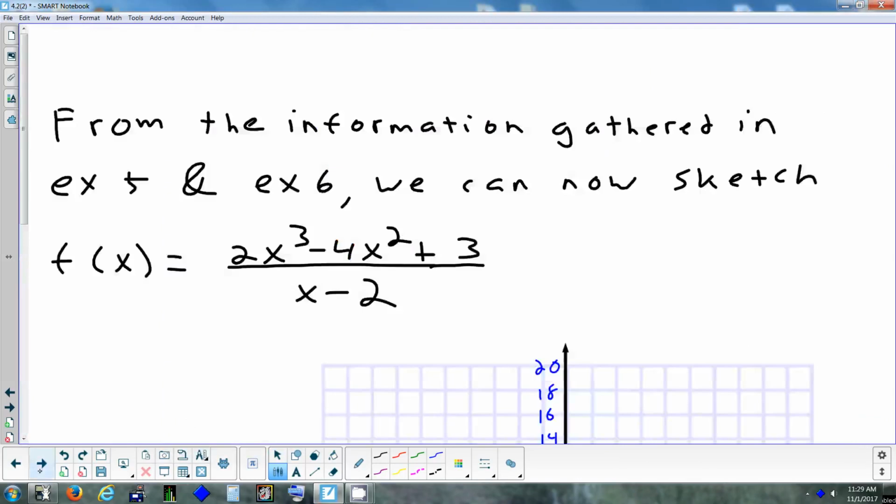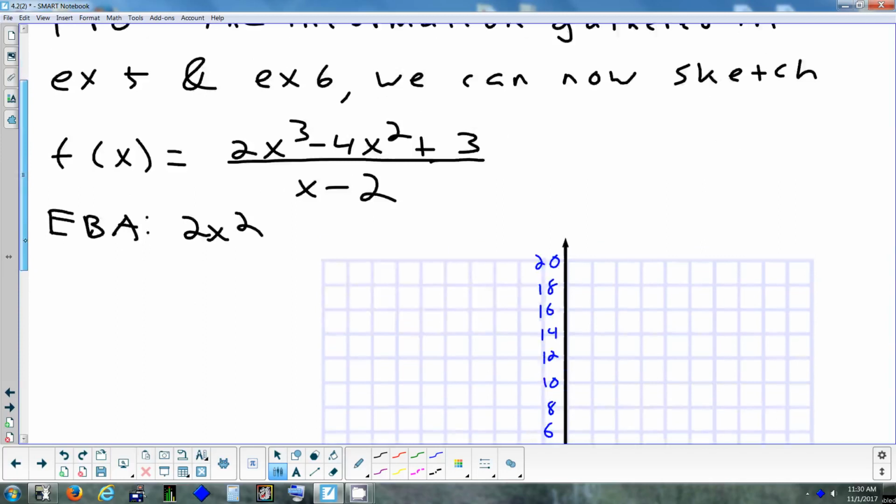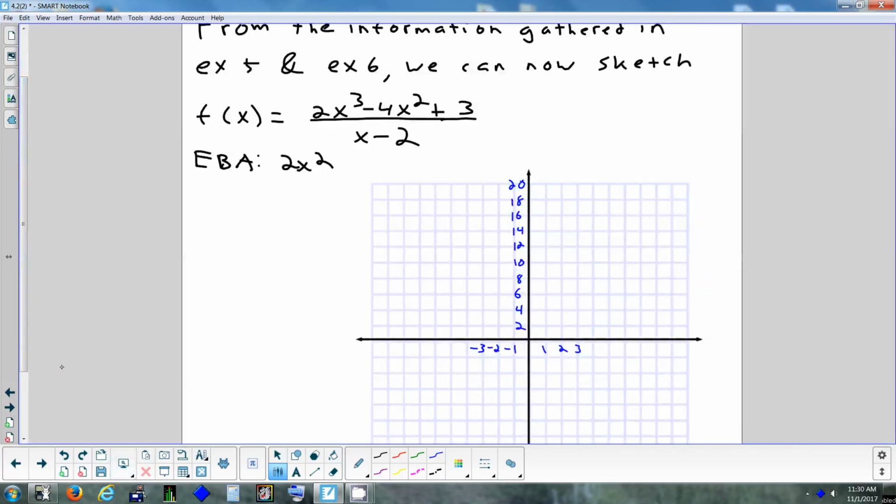Okay. So let's see if we can make a sketch. So in example 5, we already figured out the asymptote. Okay, so if I wanted to sketch this, that's the first thing I would do, find the asymptote. We already have it. Okay, so what I'm going to do is I'm going to sketch the parabola 2x squared. How do you sketch it? Just pick some values for x and plug them in.